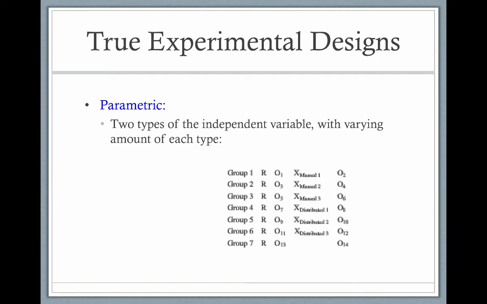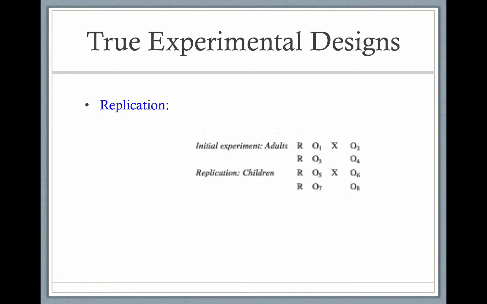Parametric, this is even stronger. Two types of the independent variable. And to make things even more complicated, with varying amounts of each type. So we have the x, I think that says missed 1. So, and then the x distributed. So we have 2 independent variables. Within those 2 independent variables, we have 3 levels of each. We also have, again, a control, the subjects are randomly assigned, pre-test, treatment, post-test, within subject design, and between subject design.